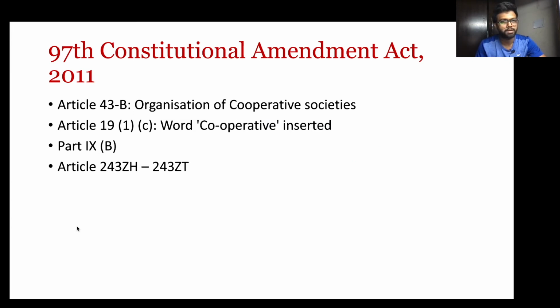Along with that, this Amendment Act also said that under Article 19, Clause 1, the right to freedom to form any union, after that, the word cooperative has been inserted, meaning the right to freedom also gives the right to form a cooperative under Article 19(1) subclause C. So these four things have been inserted by the Constitutional Amendment Act 97 in the year 2011.